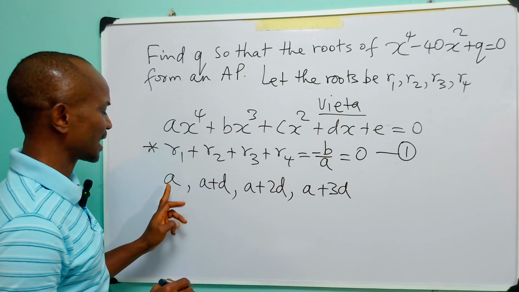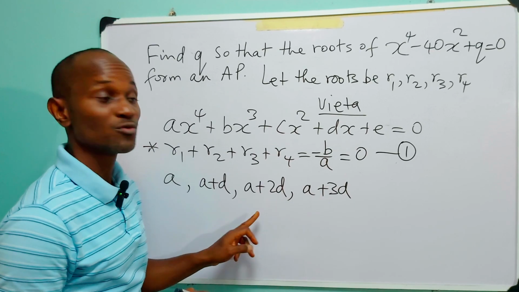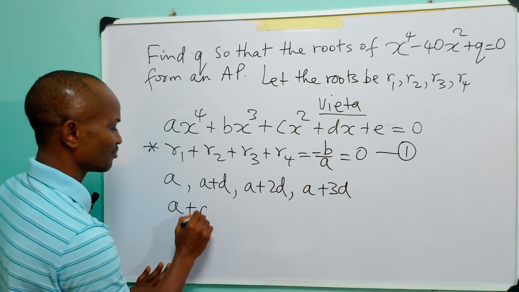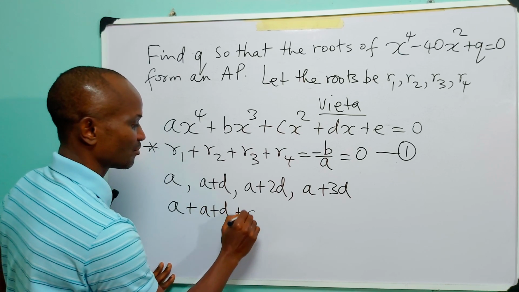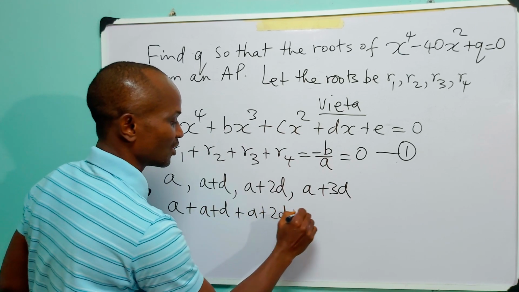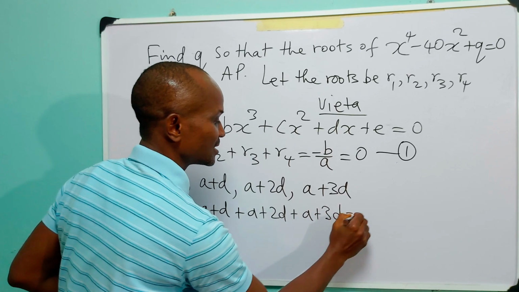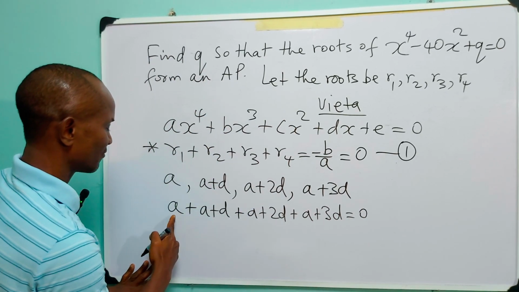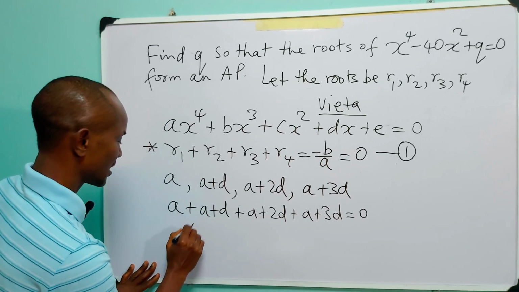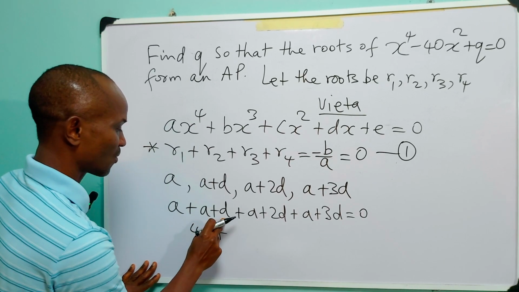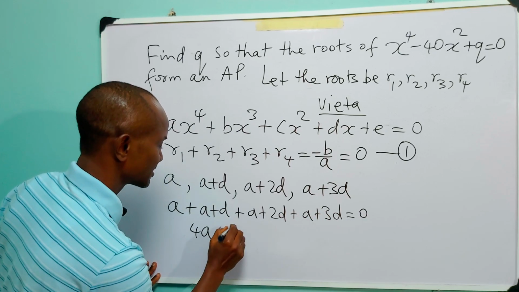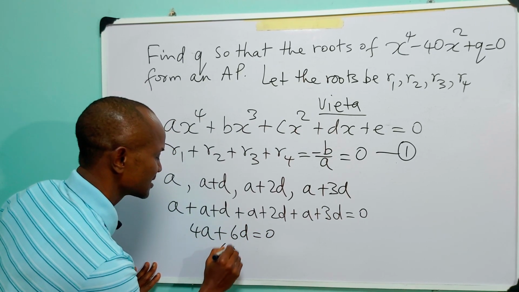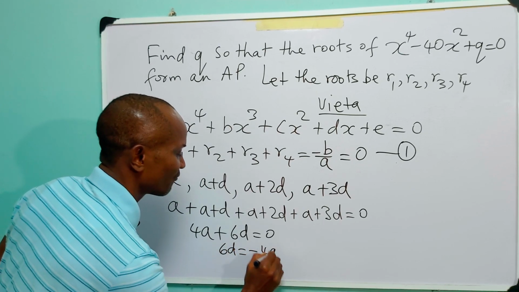But remember that we were told that the sum of the 4 roots must be equal to 0. So we have that a plus a plus d plus a plus 2d plus a plus 3d is equal to 0 according to Vieta's formula. Here we have 1, 2, 3, 4. We have 4a plus 1, 3, 6. 6d is equal to 0. So we have that 6d is equal to minus 4a.